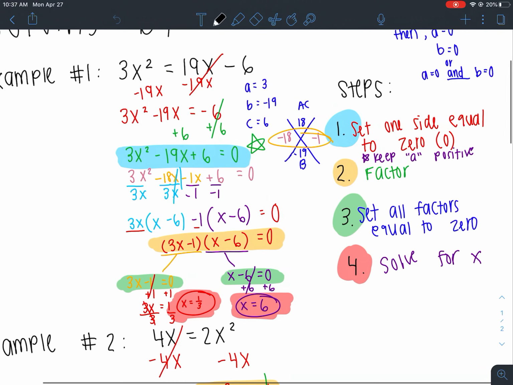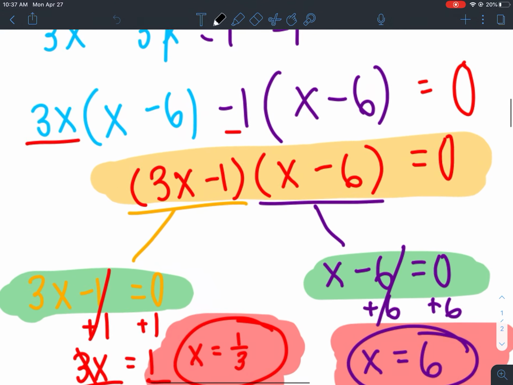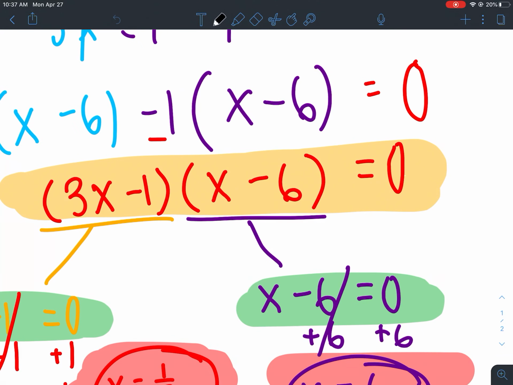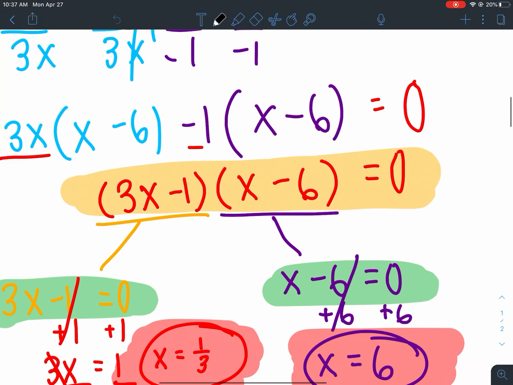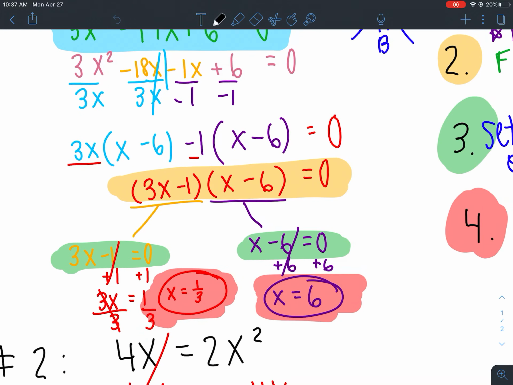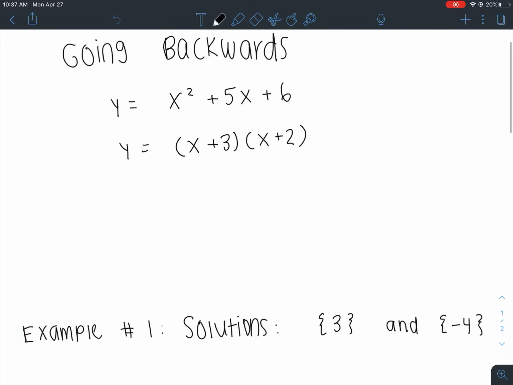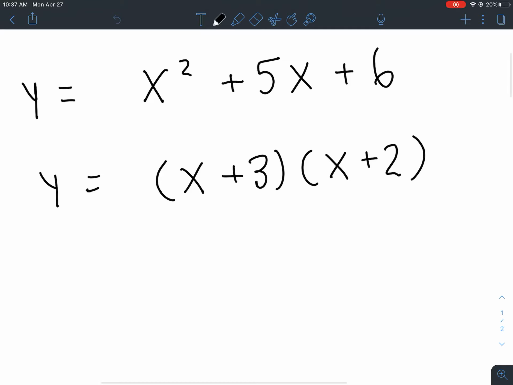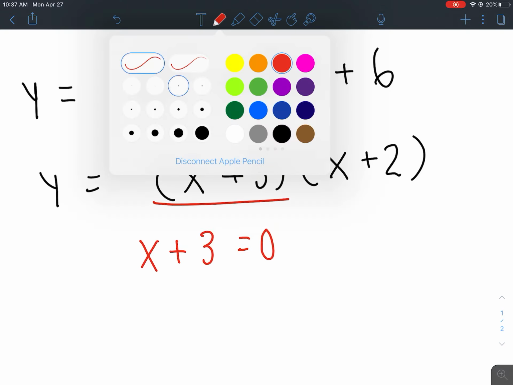First step is obviously set one side equal to 0, so that was the blue highlighted step, and then you factor. So we get this little yellow highlighted section. The yellow highlighted is already factored, now we have to solve. Well, to solve, you set each of the factors equal to 0, and you solve for the x value. If I were going forwards here, I would set each one equal to 0, so this would be x plus 3 equals 0.